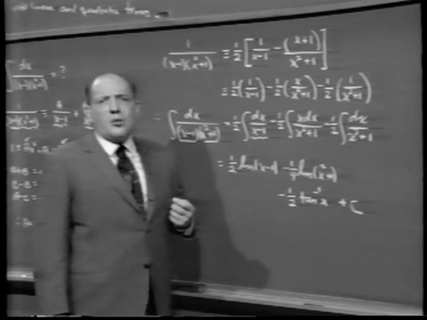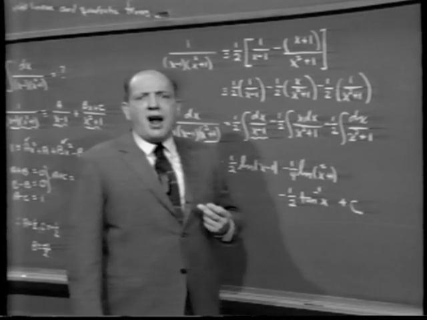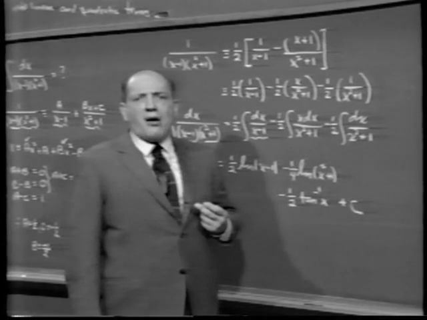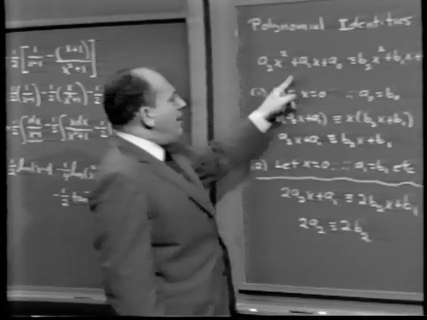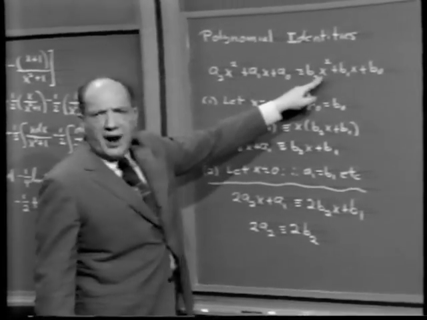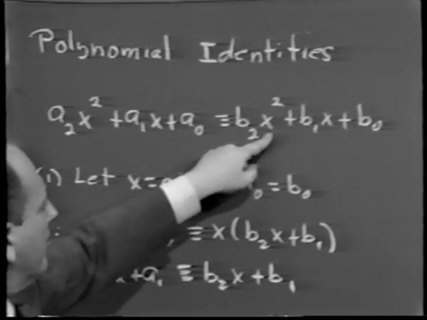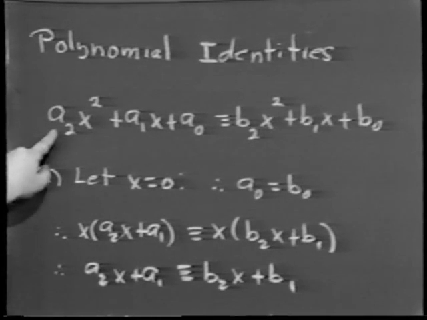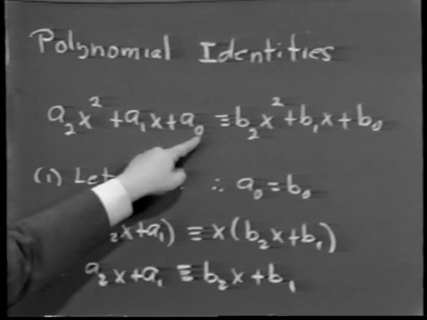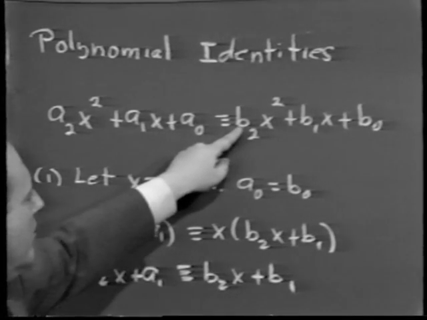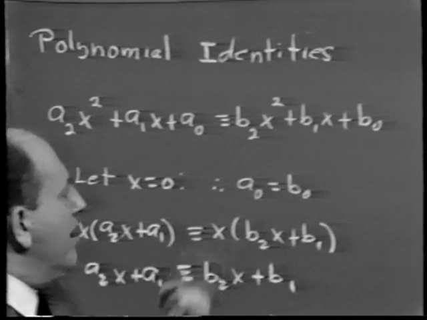And by the way, what I want to do before I go any further also is to emphasize a rather special property of polynomial identities. You recall that undetermined coefficients hinged on the following, and I'll pick a quadratic to illustrate it. Suppose you have two quadratic expressions in x identically equal. In other words, a sub 2 x squared plus a sub 1 x plus a sub 0 was identically equal to b sub 2 x squared plus b sub 1 x plus b sub 0.